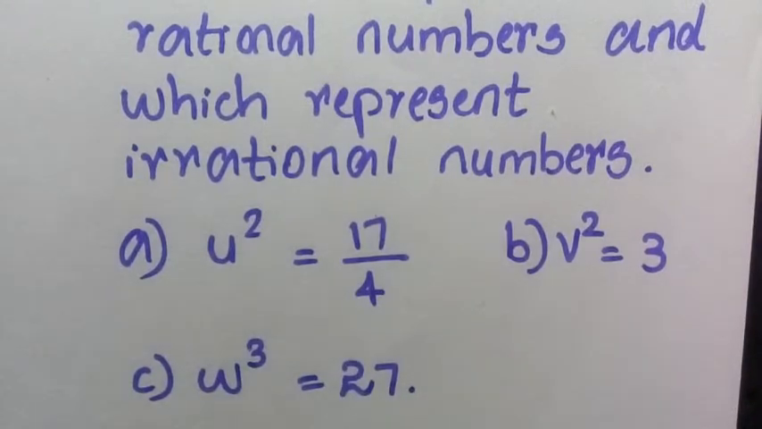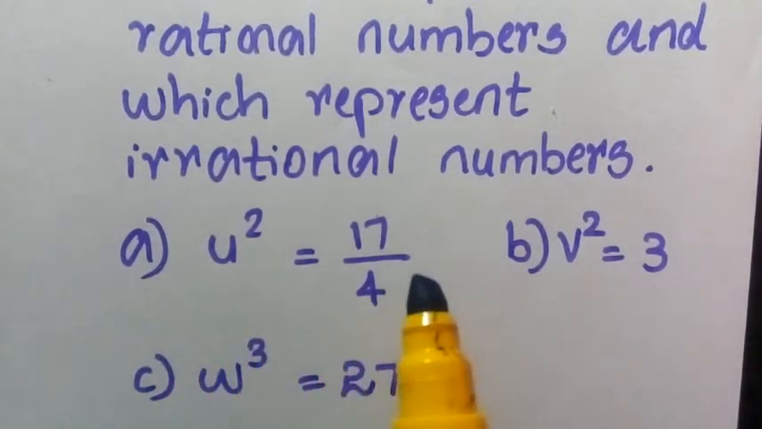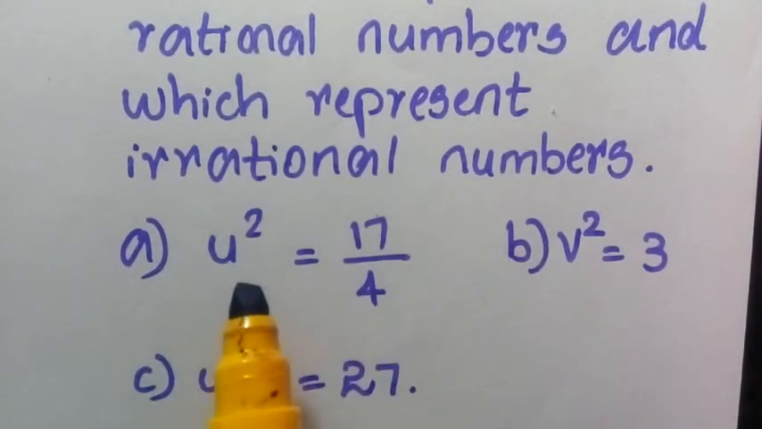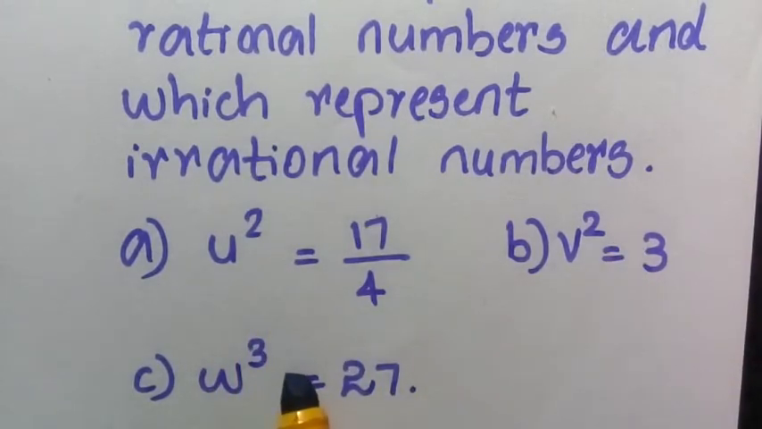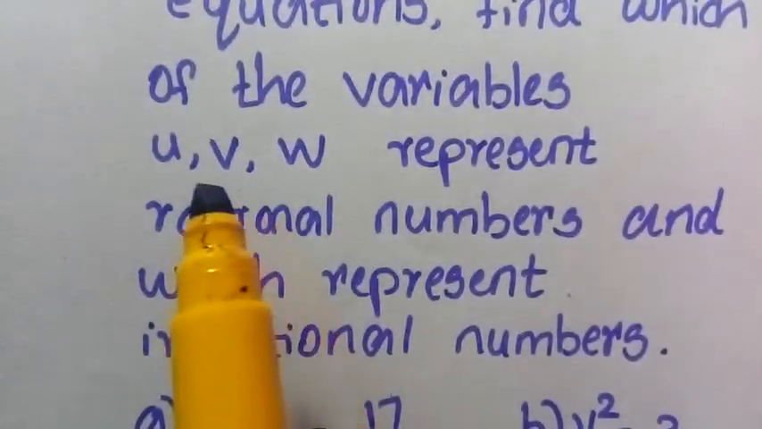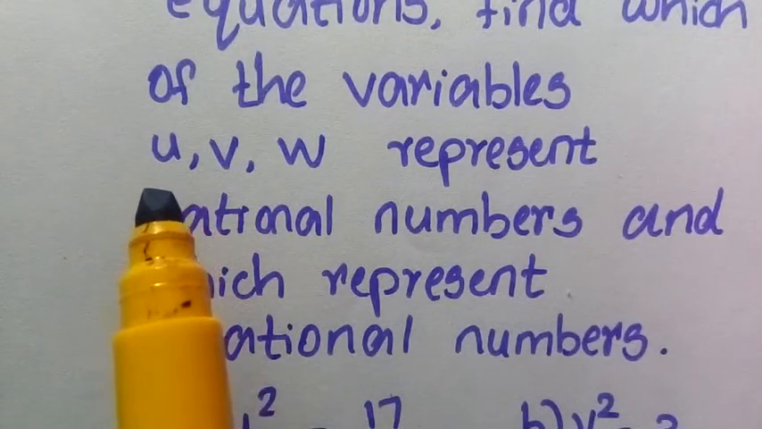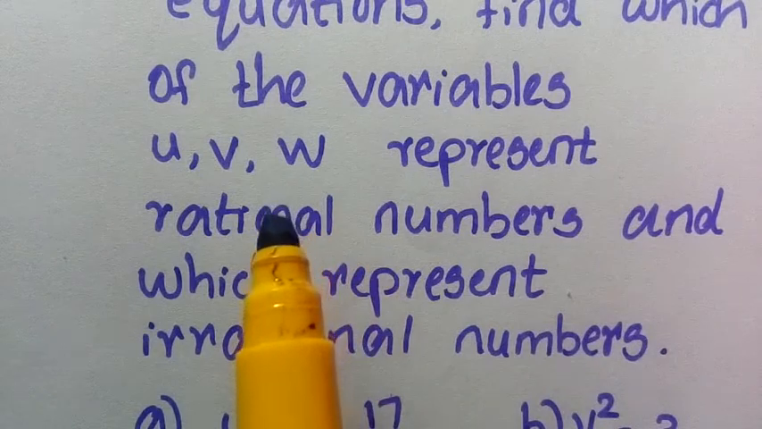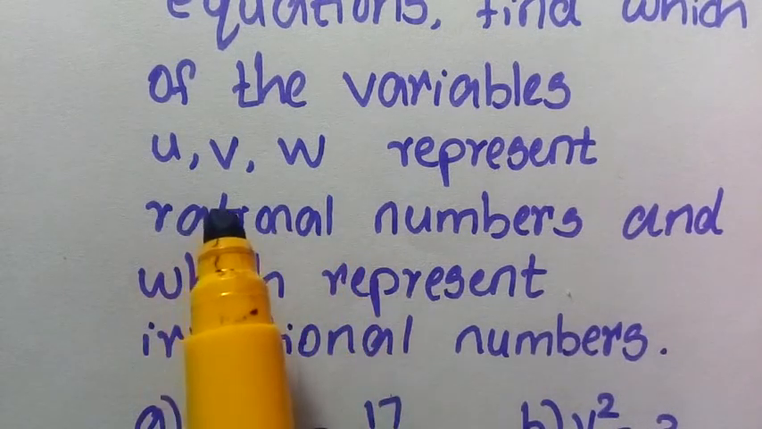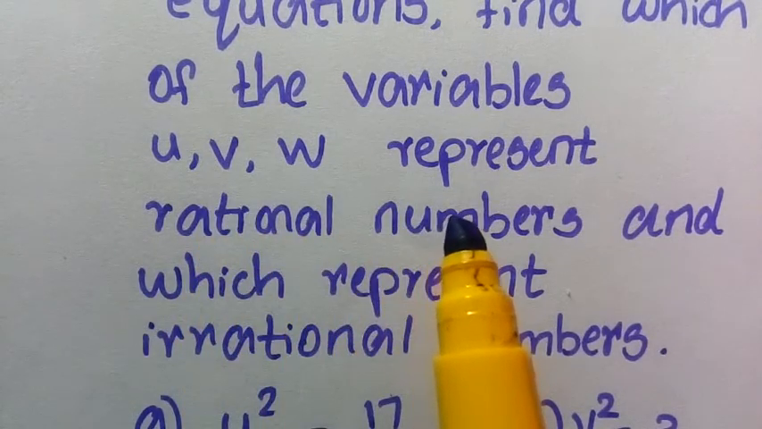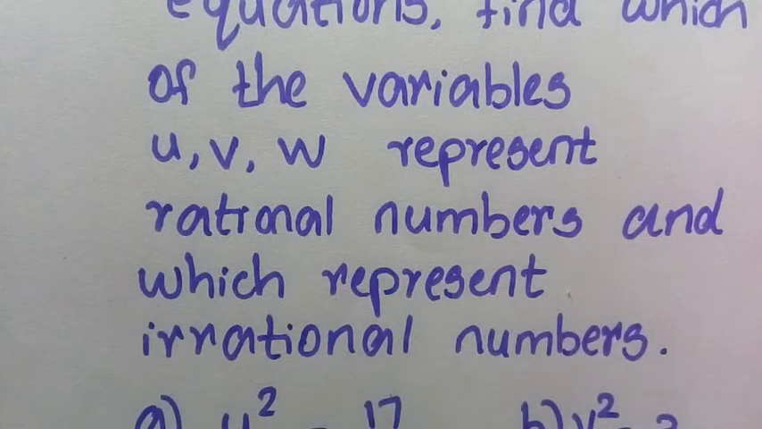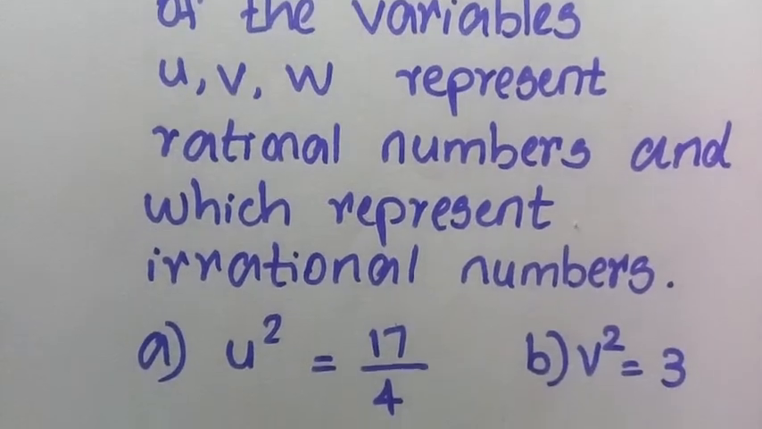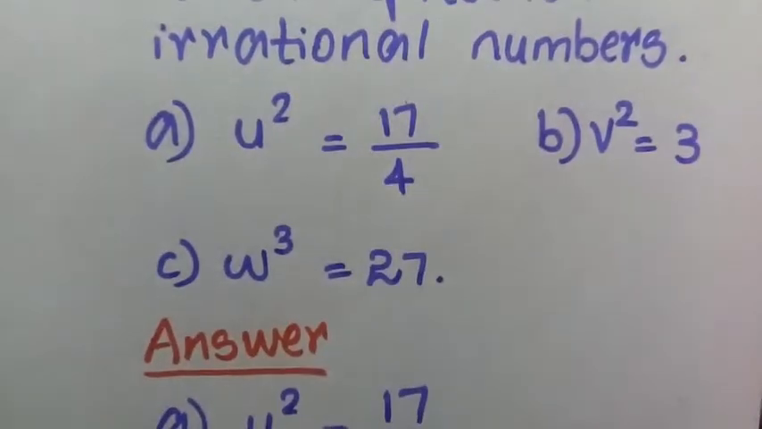Children, do you understand the meaning of the question? In the question, they gave the values of u square, v square and w cube. But you need to find the values of u, v and w. After finding the values of u, v and w, you need to identify whether they are rational numbers or irrational numbers. Okay. Let us check the answer.